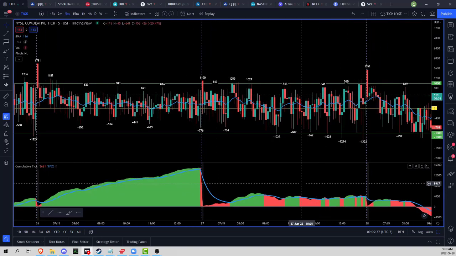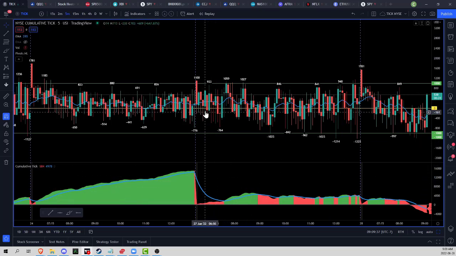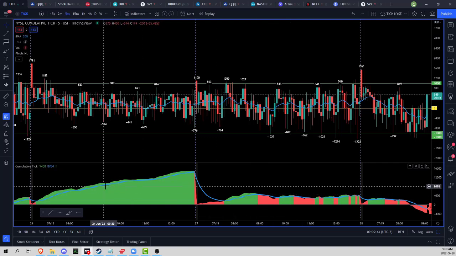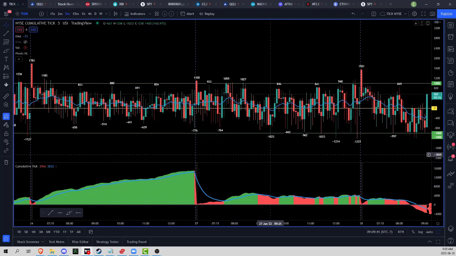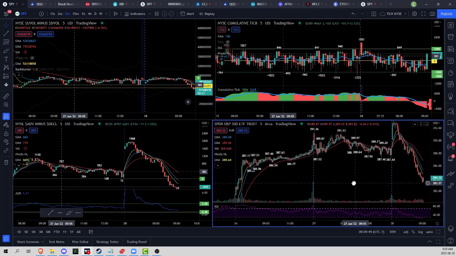Counter that with our June 27th market internally weak balance day. Here we can see that we have overall a red tick. We are not building at all. We have a move up, we have a move down, we have a move back and forth. We are not constructively building any sort of strength with our tick. And lastly, price action, which we've already covered.